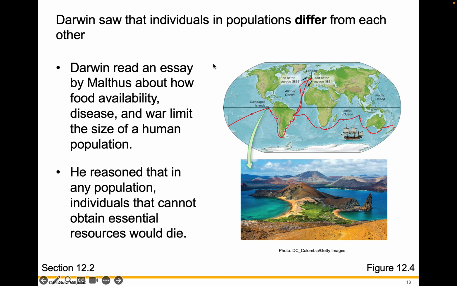Darwin saw that individuals and populations are different from each other. They're not all the same. And he read an essay by Thomas Malthus about how food availability, disease, and war limit human population size. And he reasoned that in any population, not just humans, individuals that can't obtain essential resources would die.